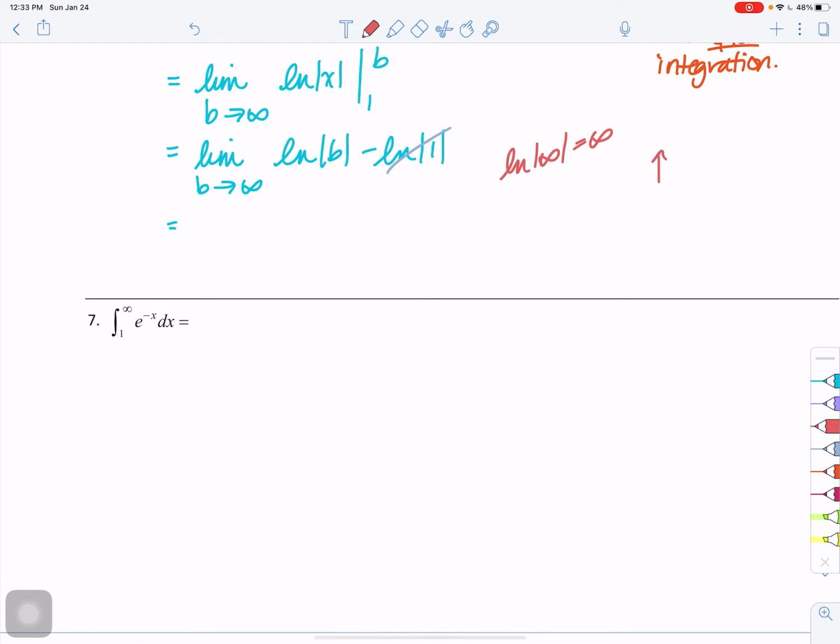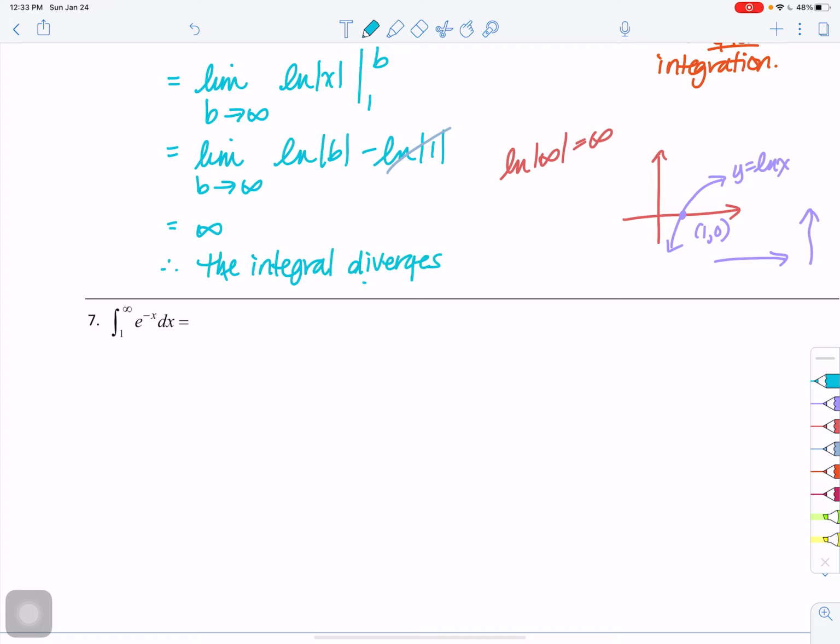And let's remind ourselves, all calculus students must know that this is ln of x, okay? And that this point is (1, 0). So as you approach infinity, the natural log of x approaches positive infinity. So this is actually equal to infinity. Therefore, the integral diverges. Or you can say it is divergent. Just trying to get you everything that you might see.